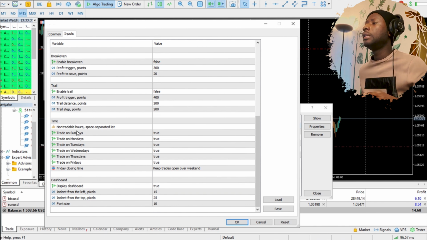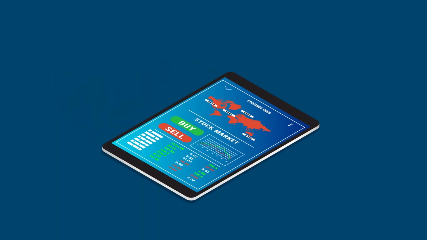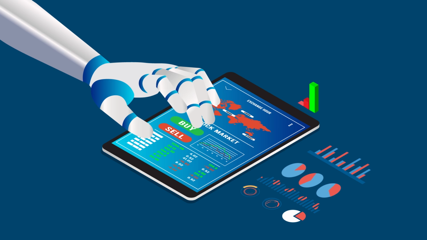Here we have the time. This one too is important, but it becomes more important when you are using a robot on a prop firm account. If you are using it to trade your personal account with a regular broker, it doesn't really matter a lot.